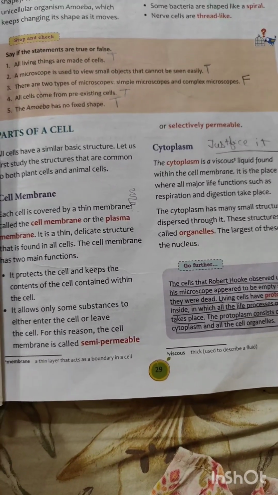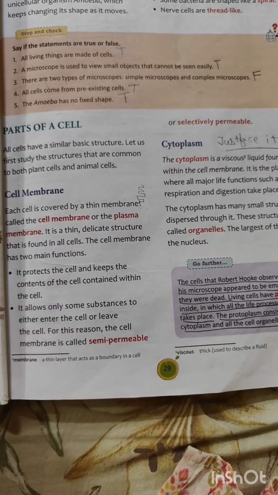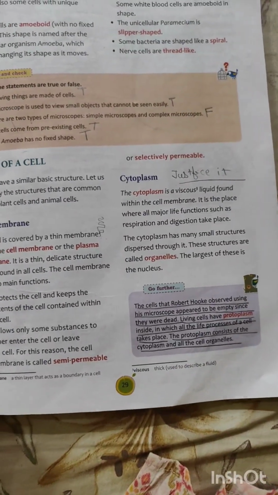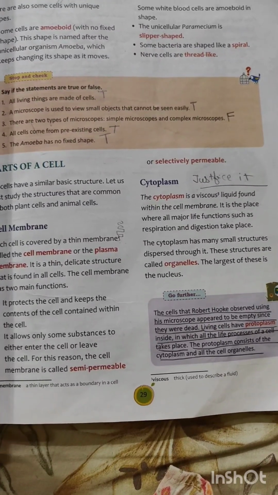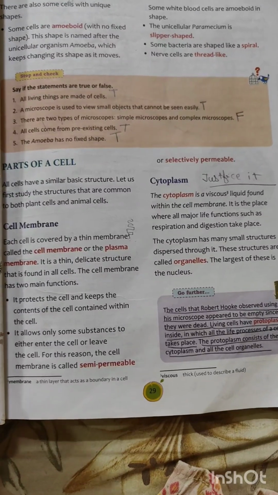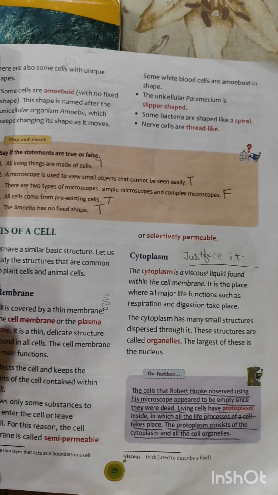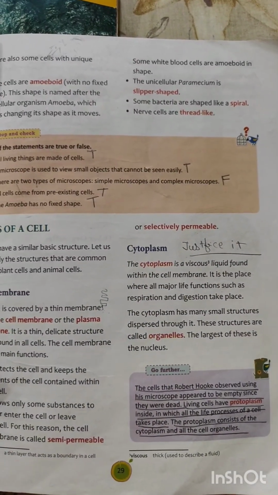It allows only some substances to either enter the cell or leave the cell. For this reason, the cell membrane is called semi-permeable or selectively permeable. So it allows only few substances to enter or leave the cell, which also makes it known as semi-permeable or selectively permeable.